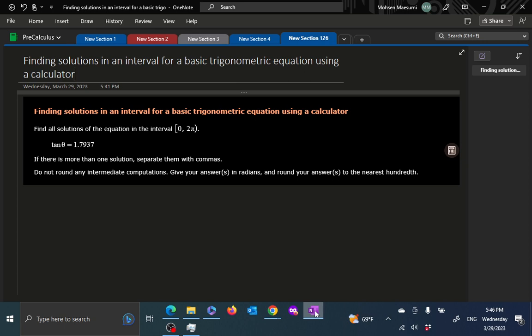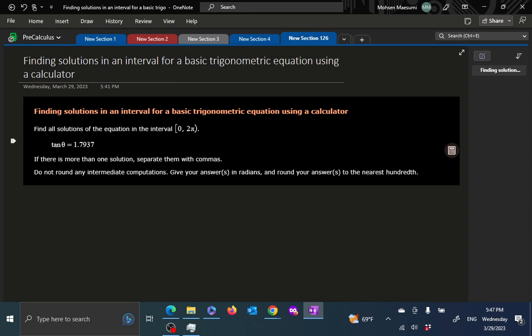The topic today is finding solutions in an interval for a basic trigonometric equation using a calculator. So we are no longer involved with those famous angles. Numbers are going to be arbitrary. So you find angles from the calculator and then round it to a certain level. You're going to pay attention to get your answers in radians and separate them by commas.